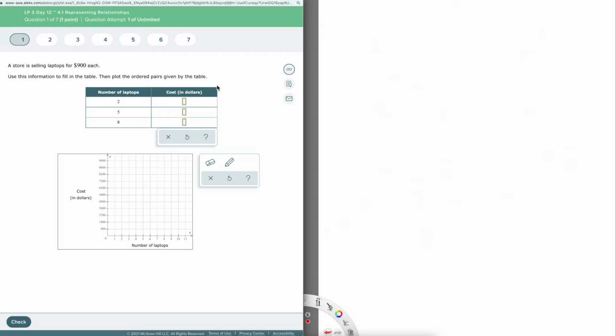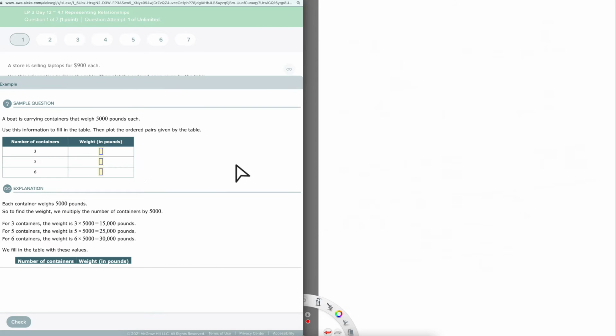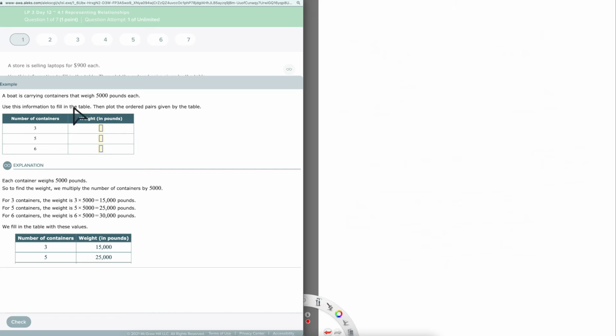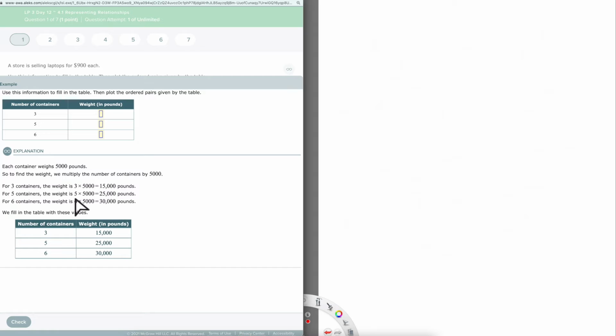The example just gives you a general example of what to do. So we can see we're starting off with kind of a basic idea here. A boat is carrying containers that weigh 5,000 pounds. Here's a table that shows me I have a number of containers. If each container weighs 5,000 pounds, each is a multiplication word. So that probably means we're going to be doing some multiplication here. So 3 containers at 5,000 each weigh 15,000 pounds. 5 containers at 5,000 each weigh 25,000 pounds. 6 at 5,000 each weigh 30,000 pounds.